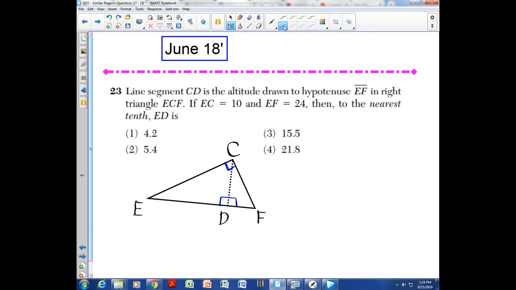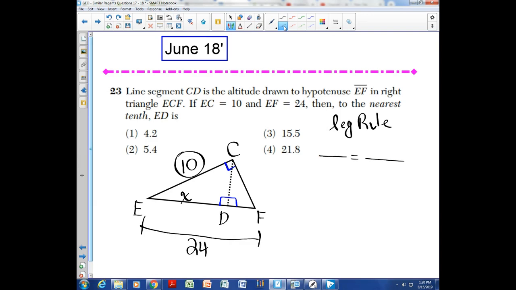So now it's easier to draw in these numbers. EC is 10. EF, that's E all the way to F, is going to be 24. And what we're looking for here is ED, right part right there. Well, again, I look at my original right triangle, and I ask myself, do I have an altitude or do I have a leg that's given to me, or am I looking for one of those two? And I can see that that 10 represents one of the legs of that original triangle. So I'm going to do the leg rule.